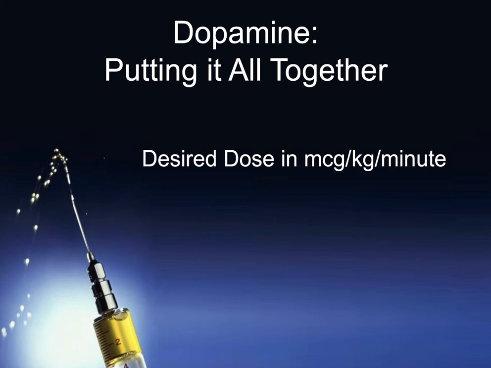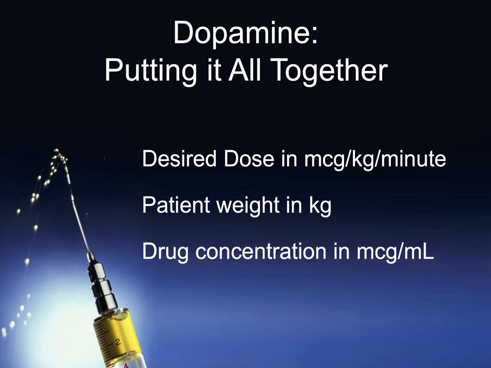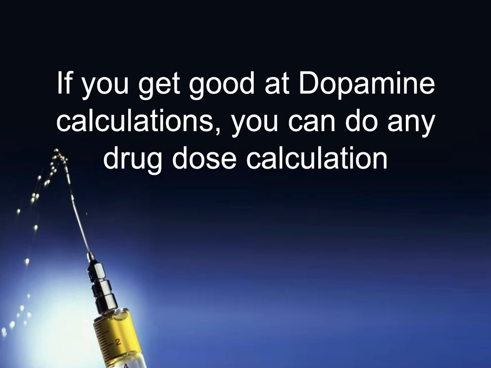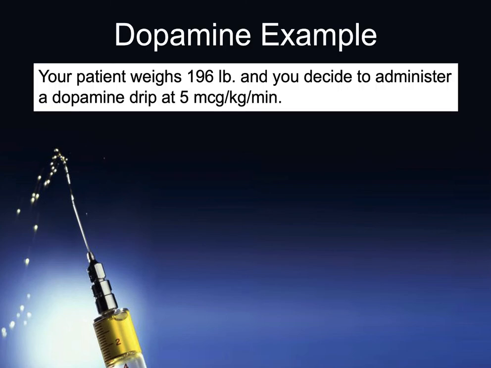With dopamine, your desired dose is always going to be listed in micrograms per kilogram per minute. That means we need to know the patient's weight in kilograms. We need to know the drug concentration in micrograms per milliliter because that's how it's calculated. And we have to figure out our drip rate. If you get good at dopamine calculations, you can do any drug dose calculation, as I just said. So let's do an example.